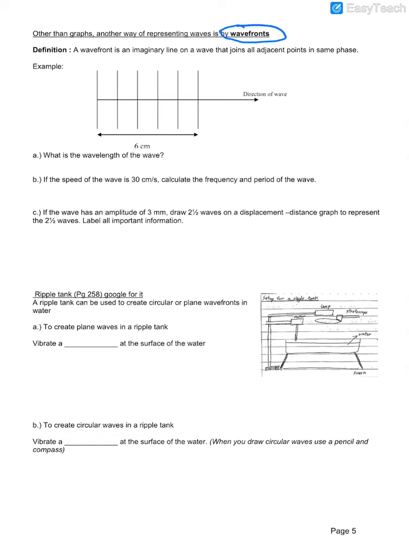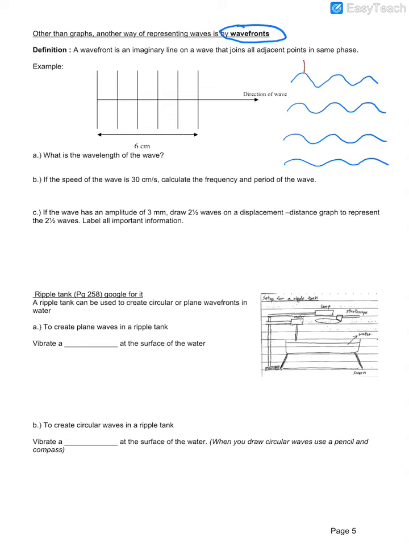Okay, so basically what it means is this. So I draw for you, for example, if I have waves like that. Imagine you are looking from the top. You are looking from the top view at various waves, and these are waves being sent out. And then I imagine a line, an imaginary line, which I'm going to draw in red, that joins all the adjacent points that are in phase.